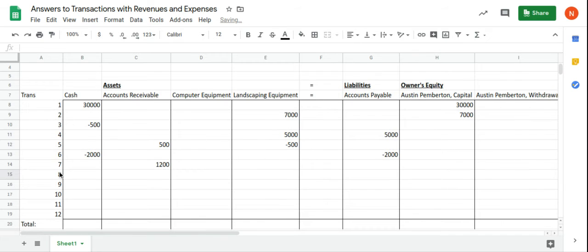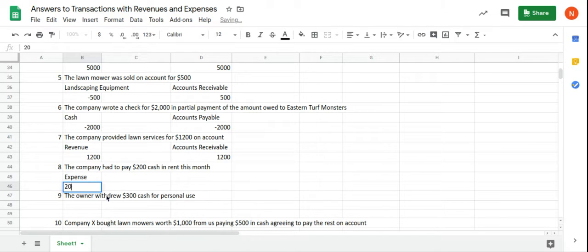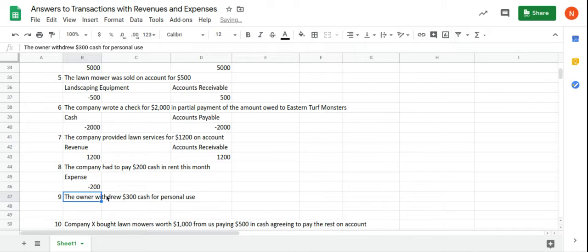There we go. Number 8, the company had to pay $200 cash in rent this month. Rent is going to be an expense. That is something we have to pay to operate the business. Very cheap rent, but expense will be for $200. And that is going to be negative because expenses are always going to be negative.